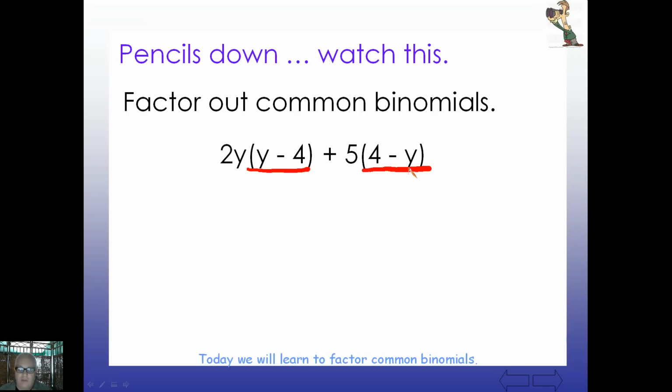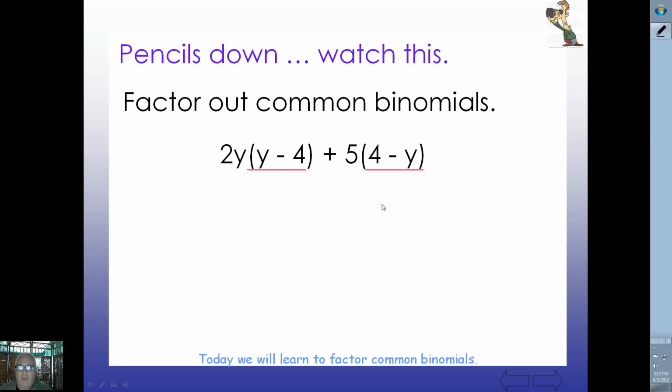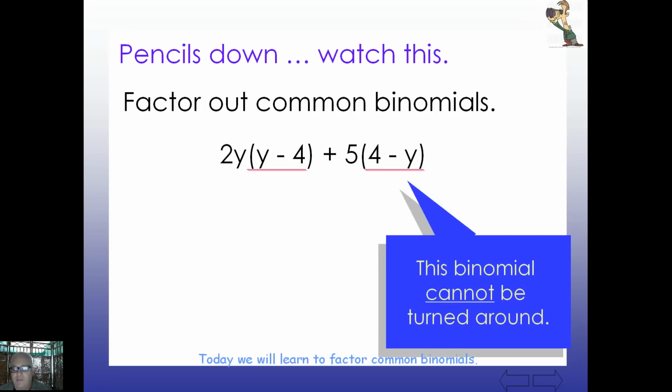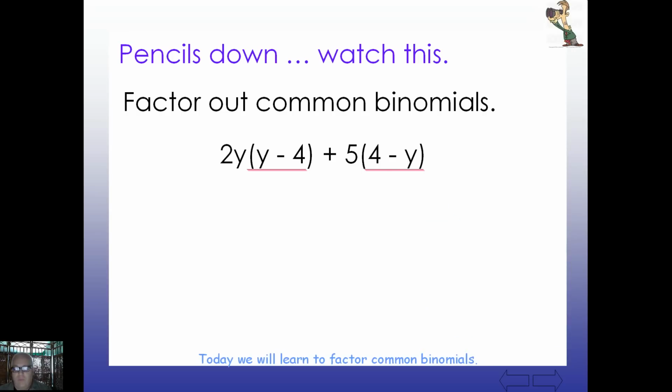So what are we going to do about this? It sure would be nice if this was y minus 4. Then things would be pretty easy to work with. So let's see if we can do something here. And I'll show you what we can do. We're going to realize that this binomial cannot be turned around as it is. So here's what we'll do.